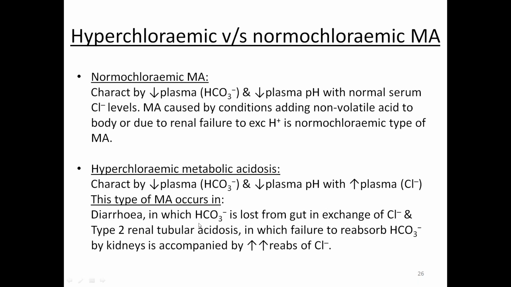Now, which conditions is this caused in? Diarrhea, for example, in which bicarb is lost from the gut in exchange for chloride. Another example is type 2 renal tubular acidosis, in which there is failure to reabsorb bicarb by the kidneys, and that is accompanied by a very high reabsorption of chloride ions.